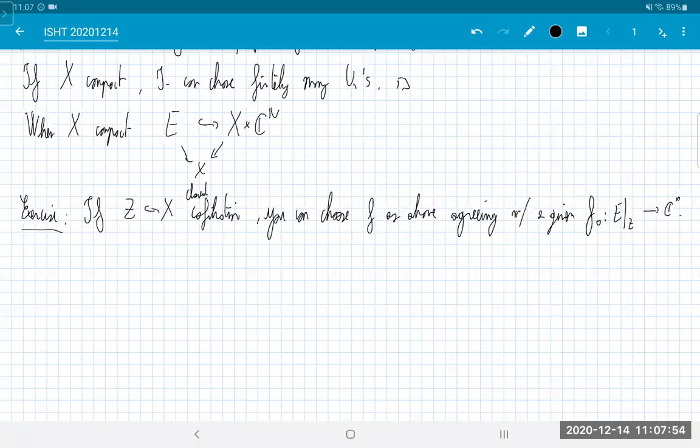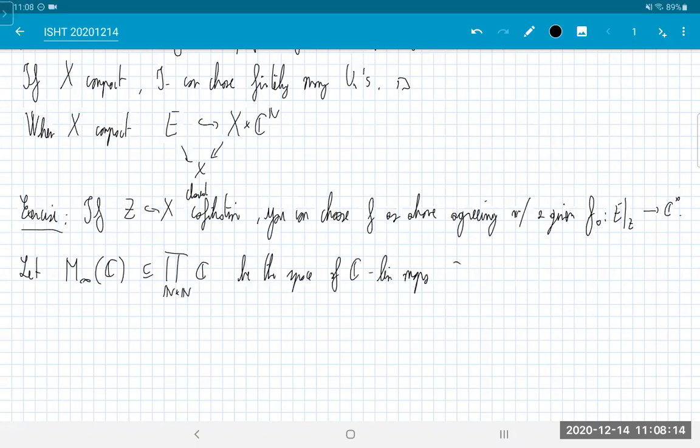Okay. So, now let M infinity, as a subspace of the product of N times N copies of C, be the space of C-linear maps from C infinity to C infinity.